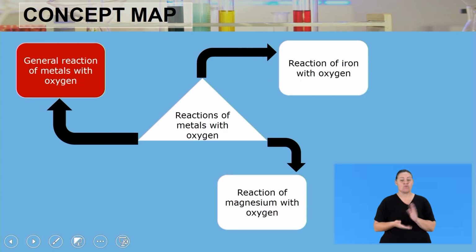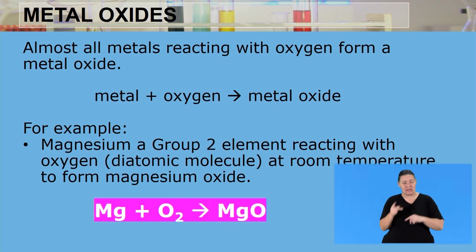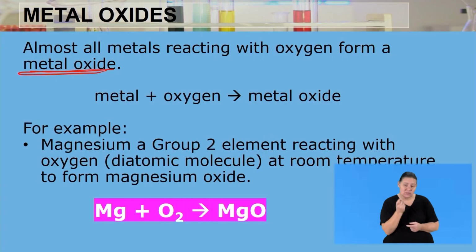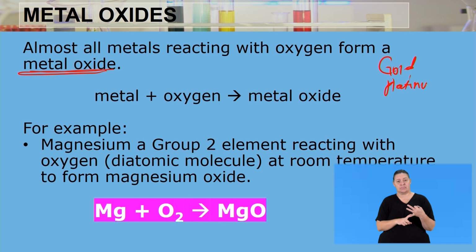So, to go on to our next concept, which is the general reaction of metals with oxygen. We're going to be looking at how metals react with oxygen in general, without being specific to iron and magnesium, and how other metals react with oxygen. Almost all metals reacting with oxygen form a metal oxide. That means there are certain metals that, when they react with oxygen, do not form the metal oxide. You may be wondering what those metals are. Those metals are gold, platinum, and silver. When these react with oxygen, they do not form the metal oxide.